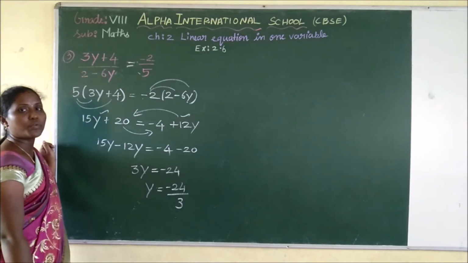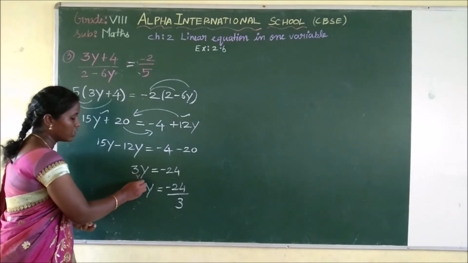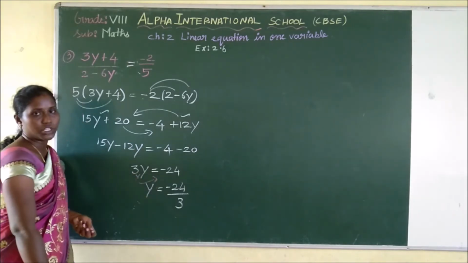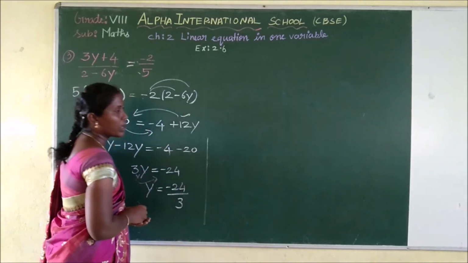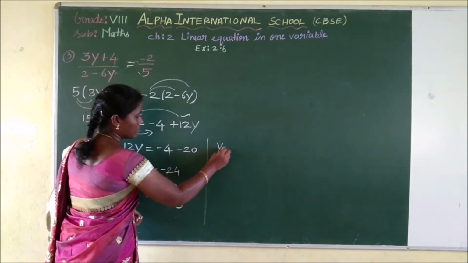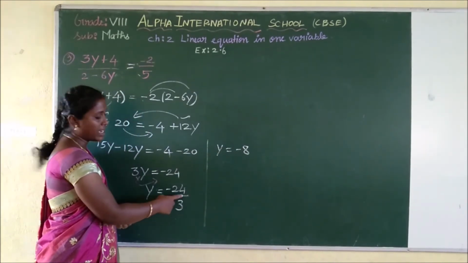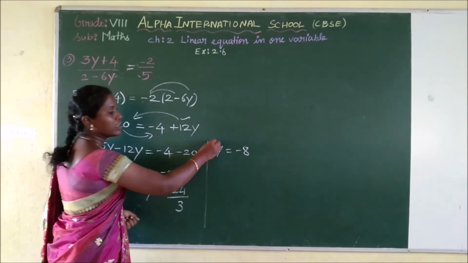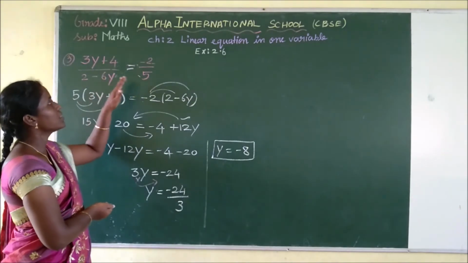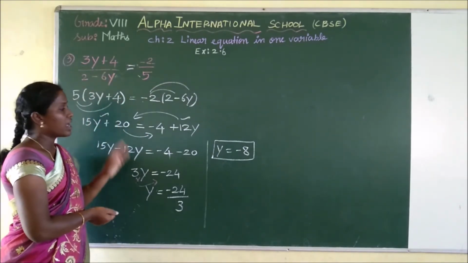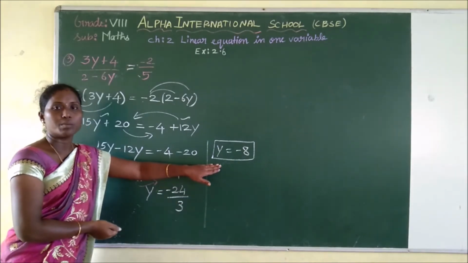We need only the value of y. So y is equal to, if 3 is here under multiplication, when it goes here it is under division. So y is equal to minus 24 by 3. So finally what is the value of y? Y is equal to minus 8. How? If you simplify by 3, 8 3s are 24. And we have minus, so y is equal to minus 8. So if you get a question in division form, just cross multiply the terms and you will get the linear equation. Then you can solve and find the value of the variable.